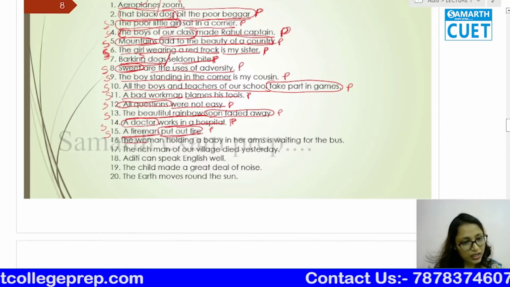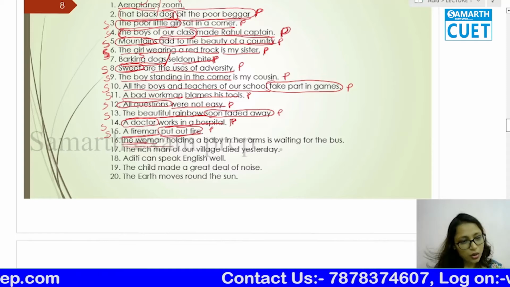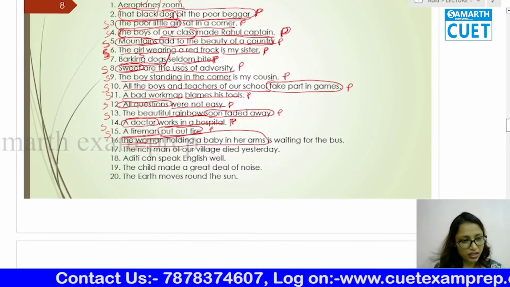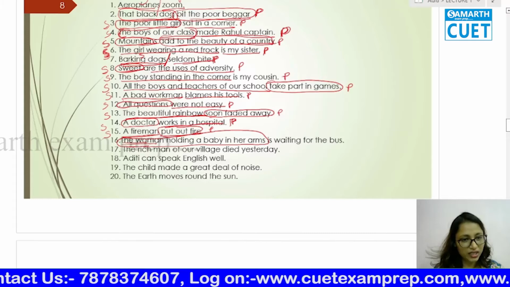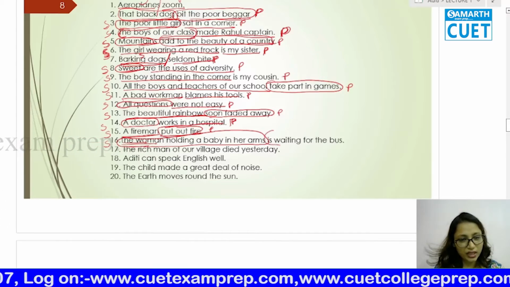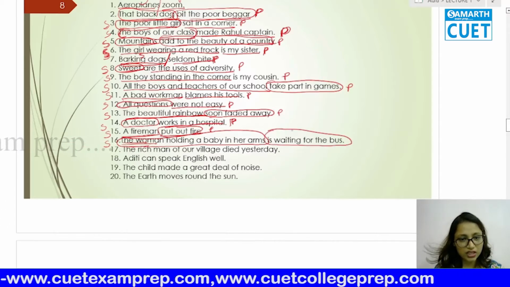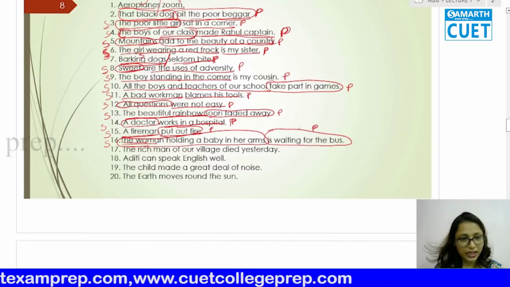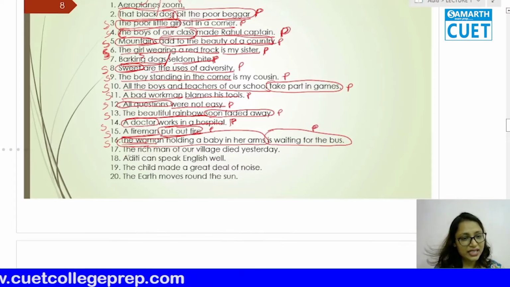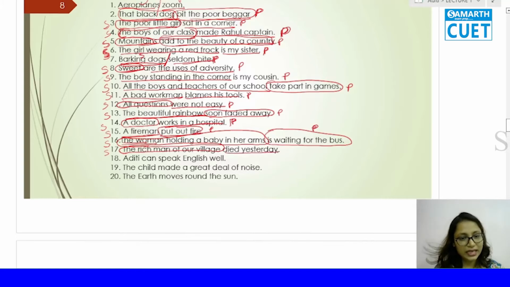The woman holding a baby in her arms. So which woman are we talking about? The woman holding a baby in her arms, which is a subject. What is she doing? What are we saying about her? That she is waiting for the bus is a predicate. The rich man of our village died yesterday. The rich man of our village. So whom are we talking about? The rich man of our village is a subject. And what happened? Died yesterday.